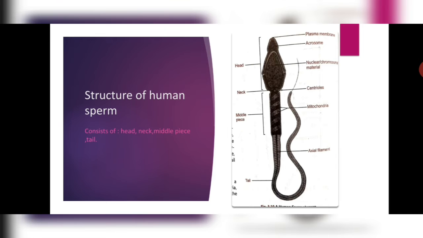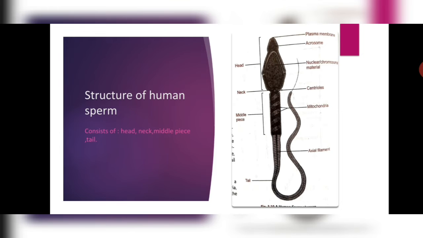The next is the neck part. It contains the proximal centriole, which is necessary for the first cleavage after the formation of zygote. So hence it also plays a very important role. The middle piece is rich in mitochondria and is responsible for providing energy for the movement of the tail that facilitates the sperm motility, which is very essential for fertilization.